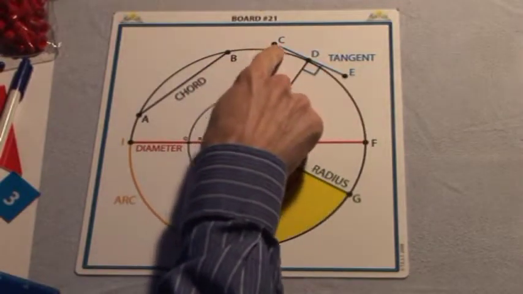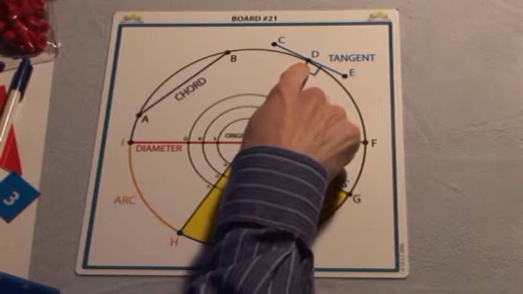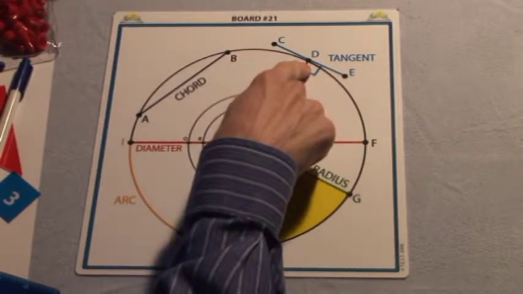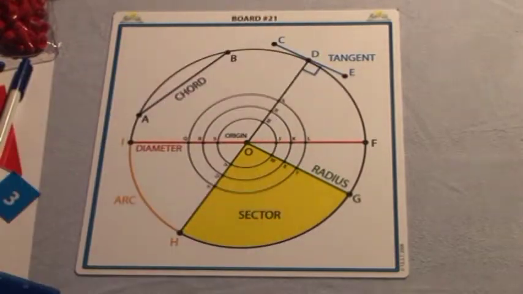On the outside, you can see there is a tangent. The tangent is any line or line segment that only touches the circle at 1 point. Okay, so let's look at the actual calculations that are being made.